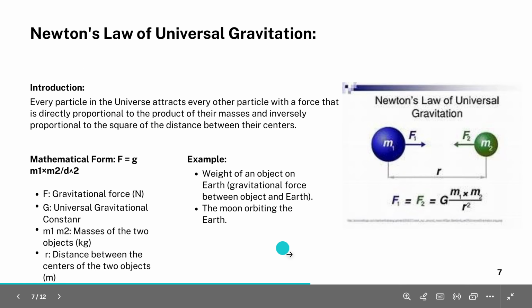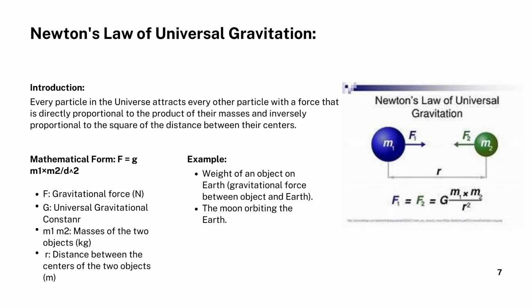Newton's law of gravitation. Beyond Newton's three laws, we also have Newton's law of universal gravitation. This fundamental law explains that every particle in the universe attracts every other particle with a force that is directly proportional to the product of their masses and inversely proportional to the square of the distance between their centers. Mathematically, it can be stated as F equals G m1 m2 upon r squared, where G is the gravitational constant, m1 and m2 are the masses of the objects, and r is the distance between them.